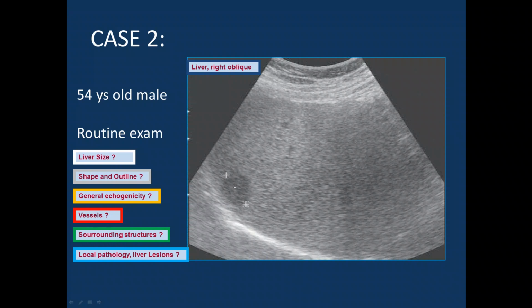Again, we have a local pathology, and here we should specify how this finding should be called. What would be your interpretation? We are waiting for the chat. Nothing yet. So is this hyperechoic, anechoic, or hypoechoic?